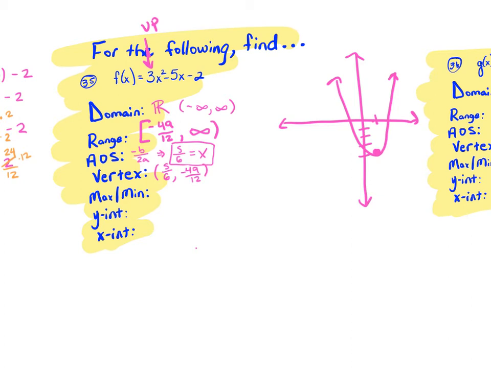So remember, our range are our y values, so we're looking at all of these values here. Our graph doesn't start until it gets to that negative 49 over 12. And then it keeps going to infinity.